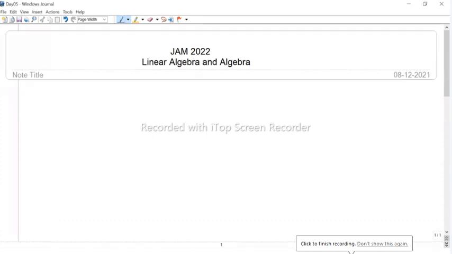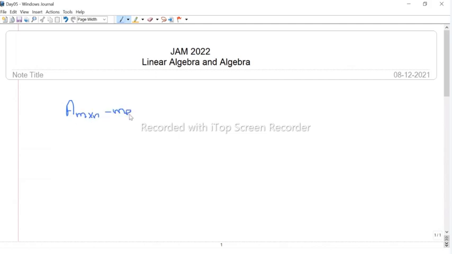Okay, so today we discuss. So quickly recall what we discussed in the last two classes. So we defined the rank of the matrix. How we define the rank of the matrix: suppose A is any m by n matrix.